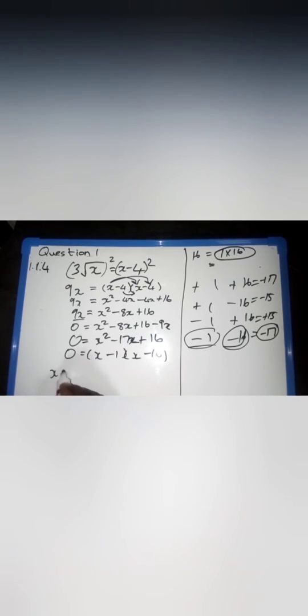So you open your bracket, x, negative 1, negative 16. So x minus 1 is equal to 0, or x minus 16 is equal to 0. So x is equal to 1, or x is equal to 16. So these here will be your solutions. So that one is easy as well. If you're able to remove the square root, everything else becomes easy after that.